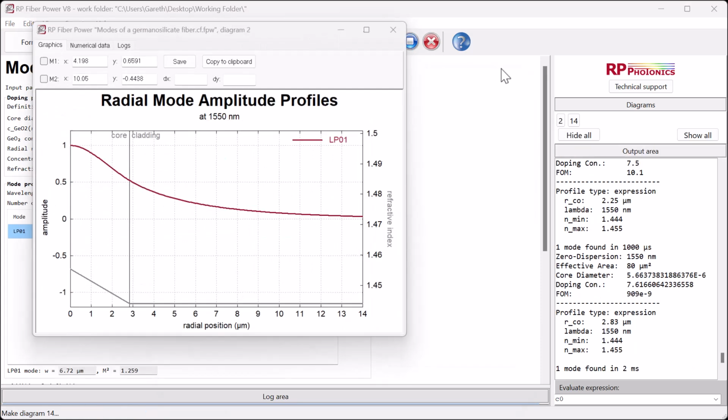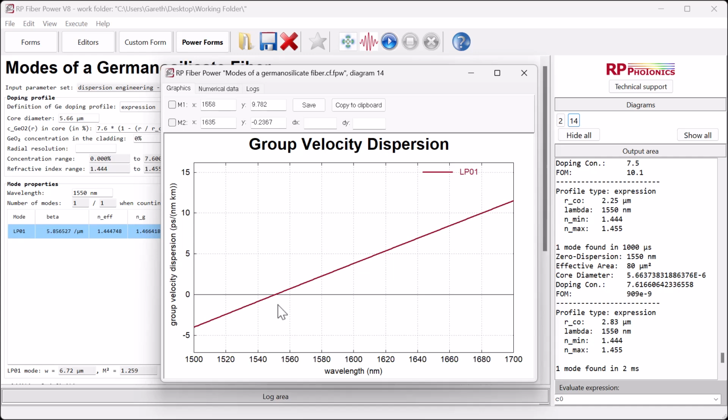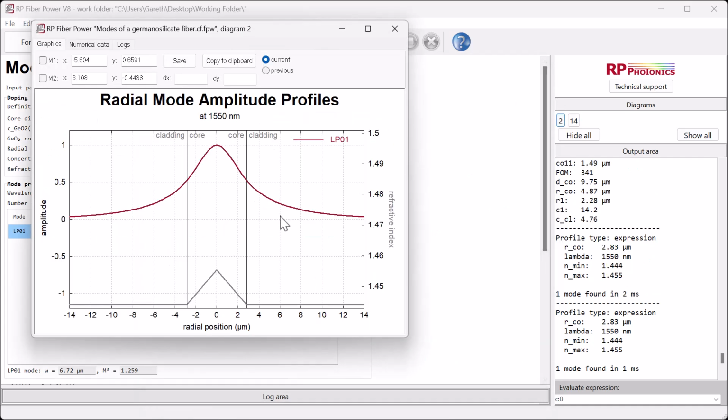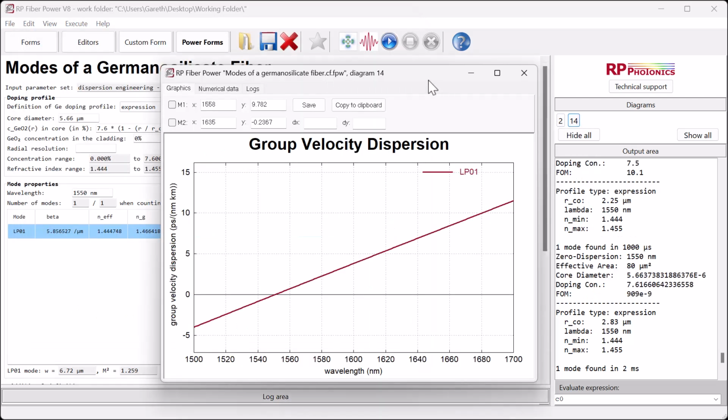We obtain an effective mode area of 80.5 square micrometers, with a zero dispersion wavelength of 1550 nanometers. However, the mode field extends significantly into the cladding, which could reduce the robustness of the LP01 guidance and increase the sensitivity to microbending losses. Additionally, the dispersion profile still shows a substantial wavelength dependent slope, so let's explore another doping profile to improve this.